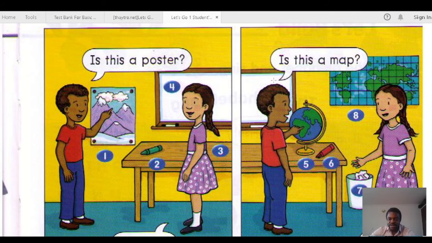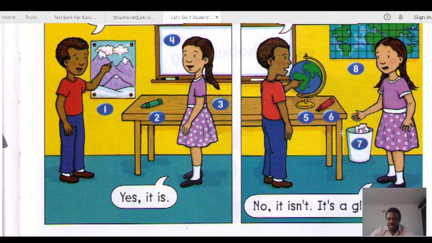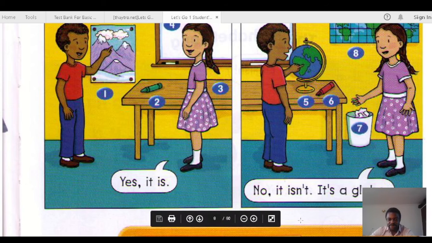See, the second one said, is this a map? This is also a question. And he said, no, it isn't. No, it isn't means what? It's a negative sentence because of it is not. It's because of not that we call a sentence negative. Okay? It is a globe. This one means positive sentence. If they say it is not a globe, that means negative sentence.